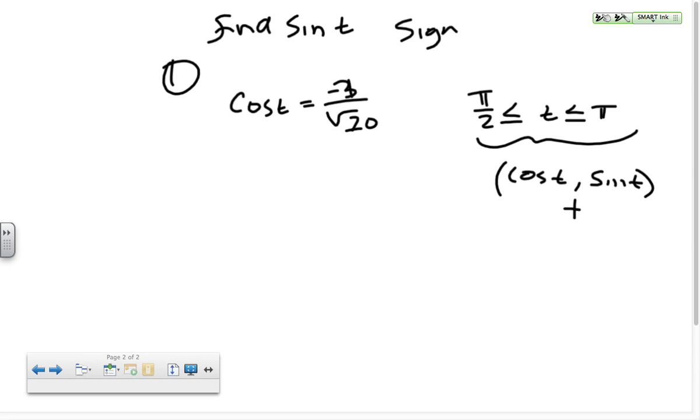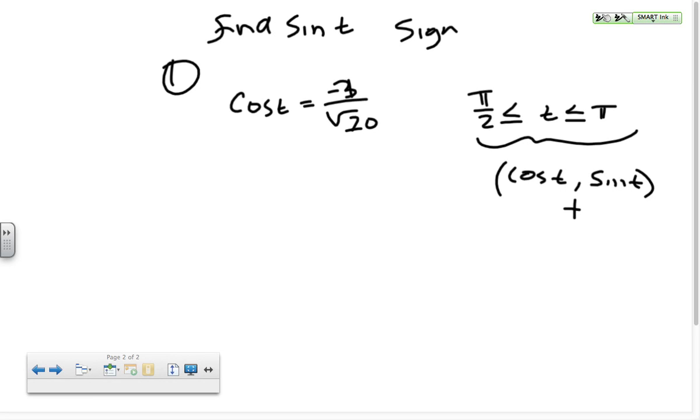this will be a positive value. So no matter what I get here, my answer is going to be positive. I have to write it as positive, okay? So we're going to use our Pythagorean identities to solve this problem. We want to find out, if we know what cosine of t is, what is sine of t. I have not asked what t was. I want to know what the sine of t is.